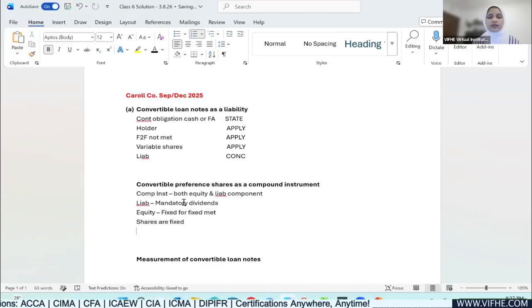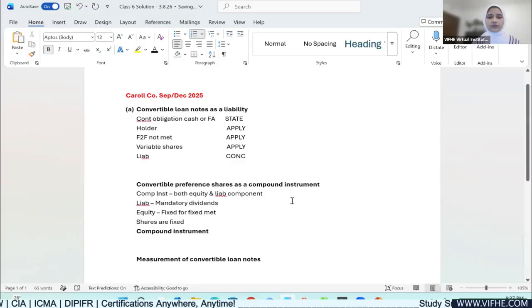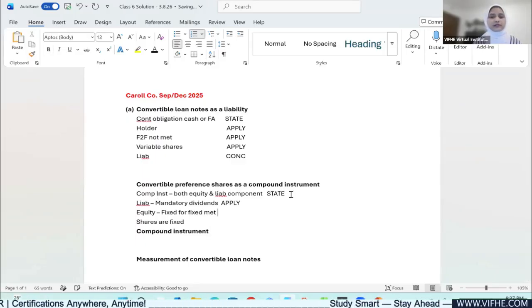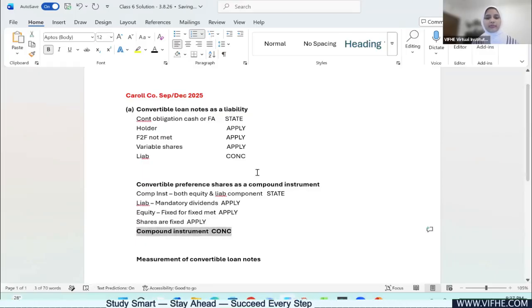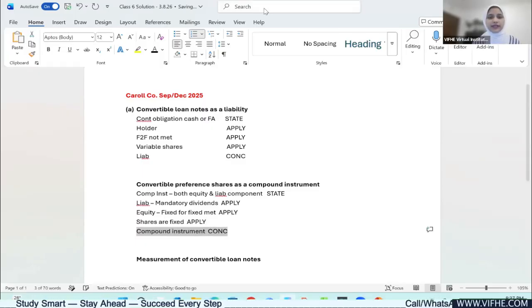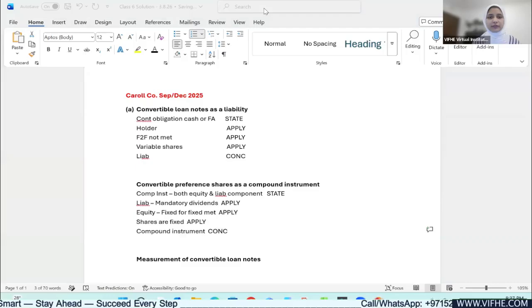So conclusion is it's a compound instrument. So if you want, this is actually my state part. This is my apply part. This is my apply, and conclude. So everyone is comfortable the way I'm going to take this now and explain it in a full way. Okay. So I'll start drafting the answer.